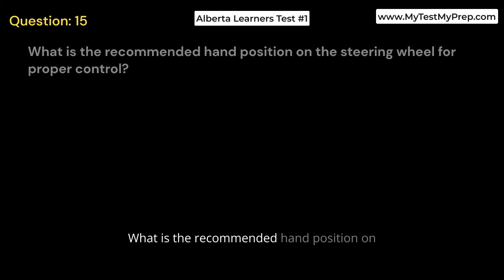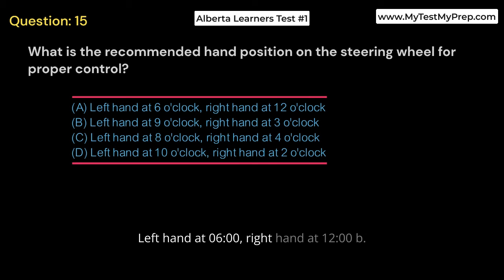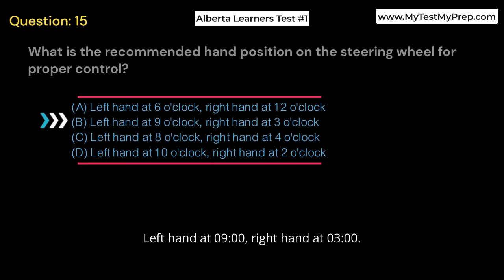What is the recommended hand position on the steering wheel for proper control? A. Left hand at 6 o'clock, right hand at 12 o'clock. B. Left hand at 9 o'clock, right hand at 3 o'clock. C. Left hand at 8 o'clock, right hand at 4 o'clock. D. Left hand at 10 o'clock, right hand at 2 o'clock. Answer B. Left hand at 9 o'clock, right hand at 3 o'clock.